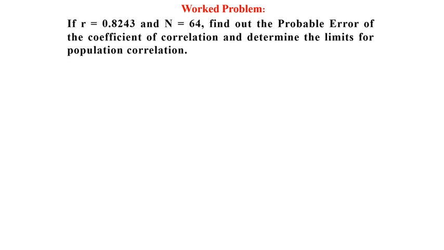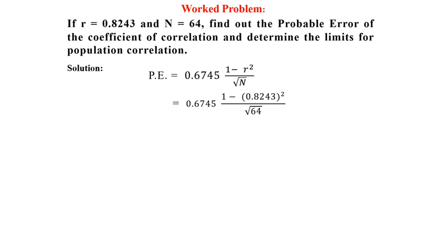Okay, let us solve this. Given correlation coefficient 0.8243 and number of pairs of items 64. So let us apply these values into the formula of PE, probable error. Probable error equals 0.6745 into 1 minus r square whole divided by square root of n. So 0.6745 will remain as it is. 1 minus r square, r means 0.8243, n means 64. Let us substitute this: 1 minus 0.8243 square divided by square root of 64.